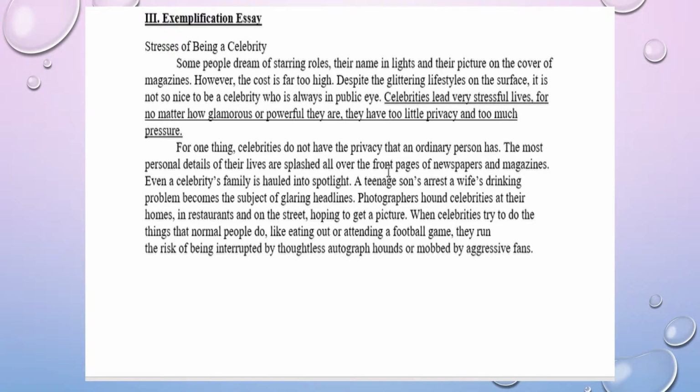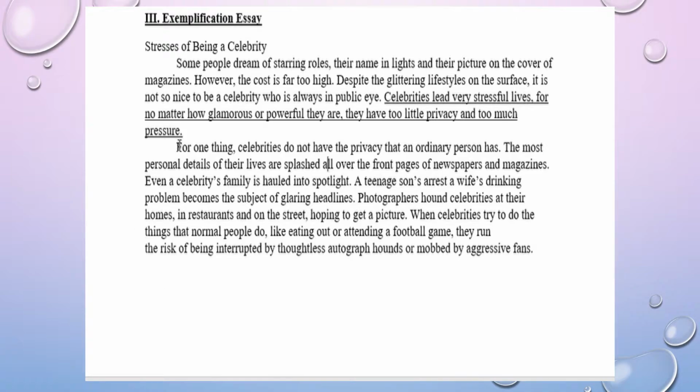Okay. Celebrities lead very stressful lives. For no matter how glamorous or powerful they are, they have too little privacy and too much pressure. Okay? And so remember, an exemplification essay gives you examples of, illustrates something. And so this particular essay will give you an example of the stressful lives of celebrities and how they have too little privacy and too much pressure.